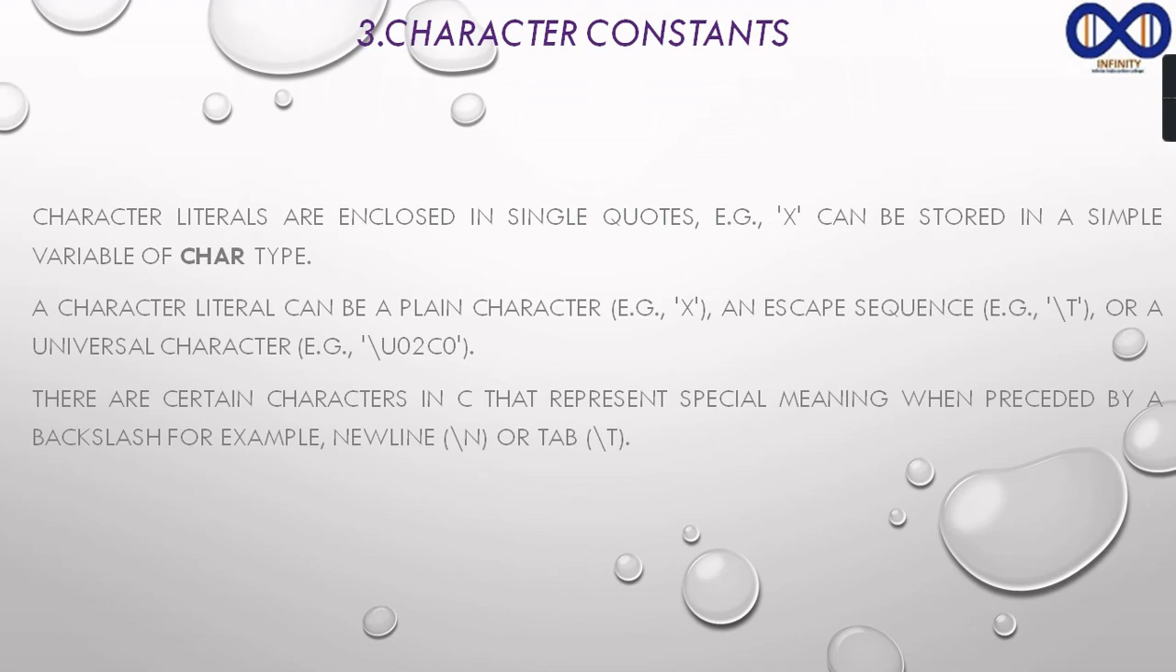There are certain characters in C that represent a special meaning when preceded by a backslash, for example, newline. Here is \n. I have already discussed this in a previous topic. So \n is newline, or tab is \t.